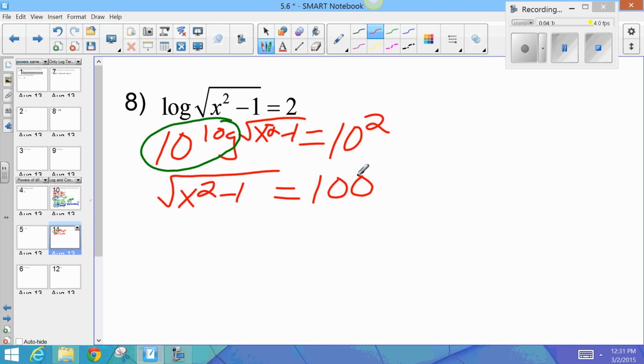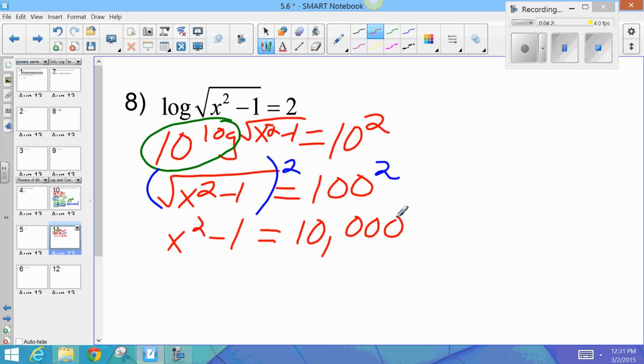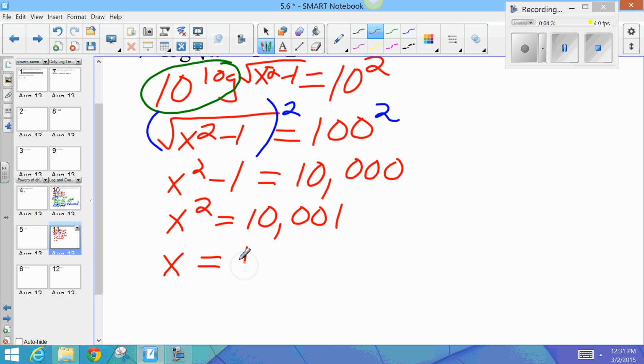Now I'm going to solve this. To undo the square root, I'm going to square both sides. So I've got x squared minus 1 equals 10,000. Add 1 to both sides, which becomes 10,001. Take the square root of both sides.